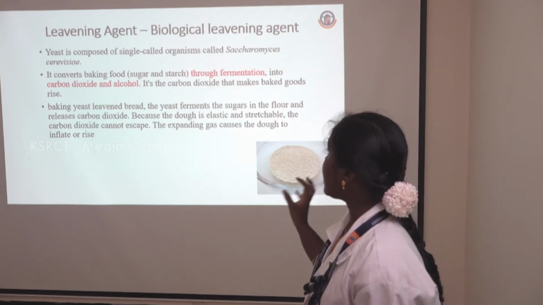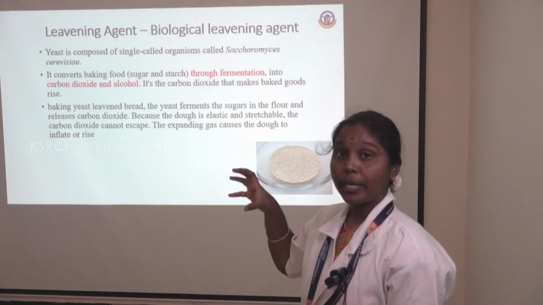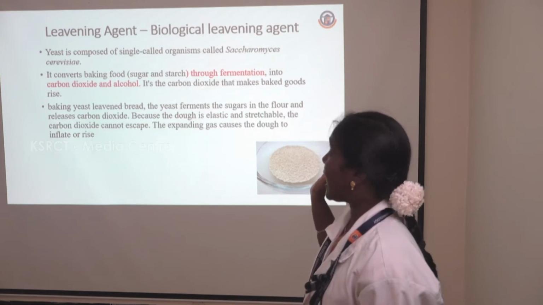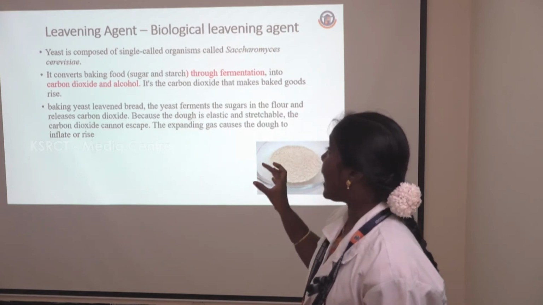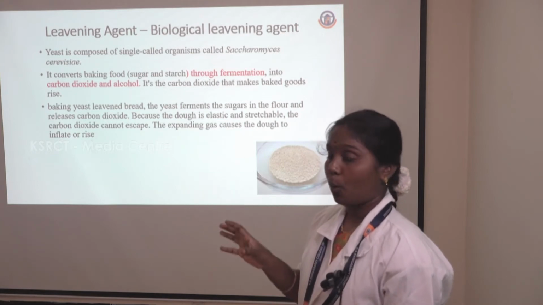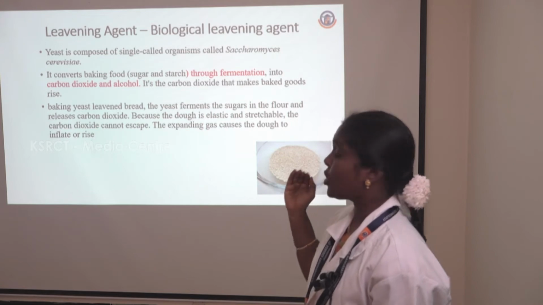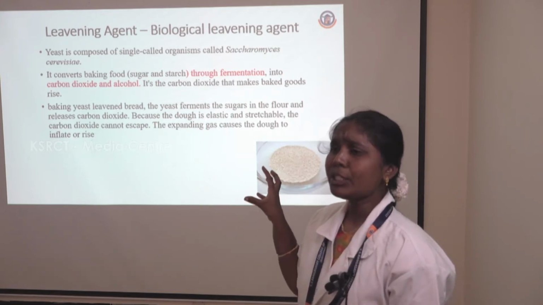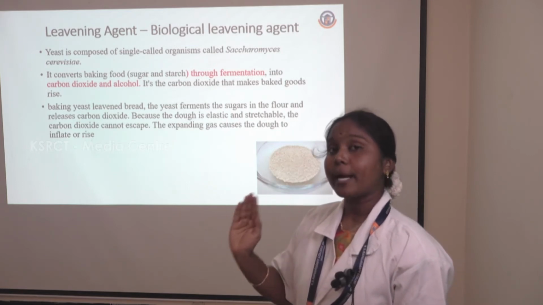Because the dough is elastic in nature, all of you know the gluten components are very elastic in nature. And the dough is also structured, so the carbon dioxide cannot escape from the dough. So the expanding gas makes the dough inflate and rise. This is the main usage of the biological leavening agent, particularly in the bread making process.